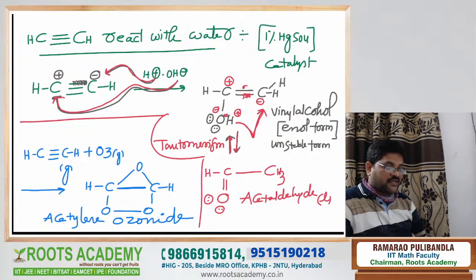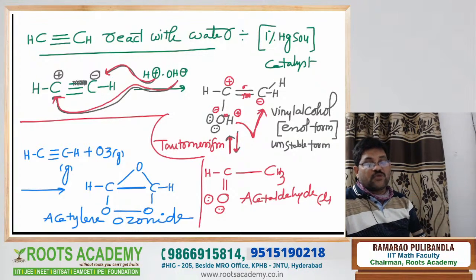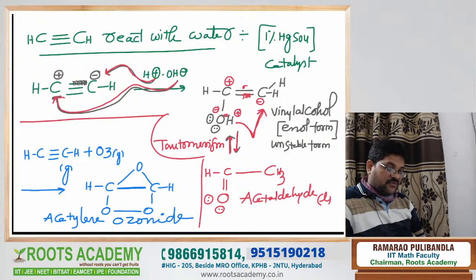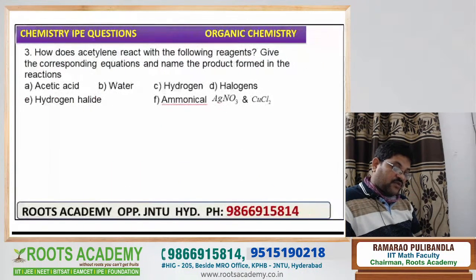So this reaction is completed. On the board I am writing the reactions, but in the IPE paper, you write the first statement. How do you write the statement? Acetylene gas reacts with ozone gas to form acetylene ozonide. Now you write that equation. Now the examiner is more impressed. Acetylene reacts with water to form what? Vinyl alcohol. The unstable form tautomerizes to acetaldehyde. First you write the statement like that and then write the equation. Now the examiner is more impressed in organic chemistry. Right? Yes. And go to the next question.